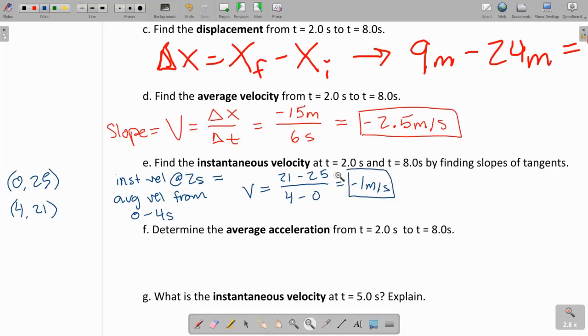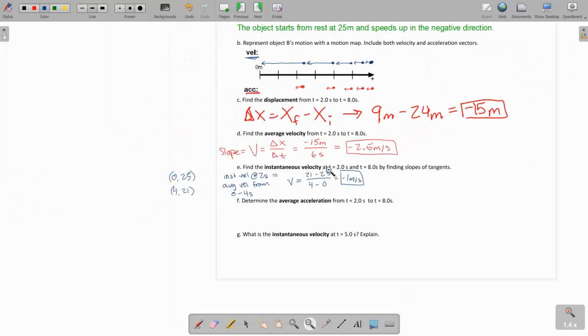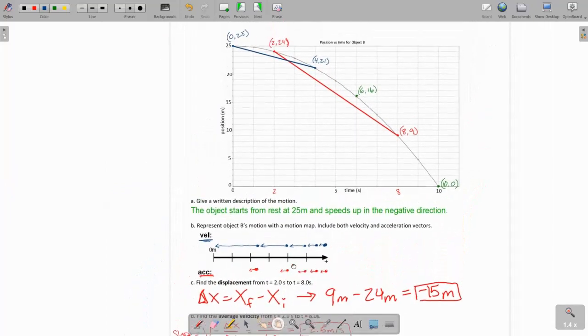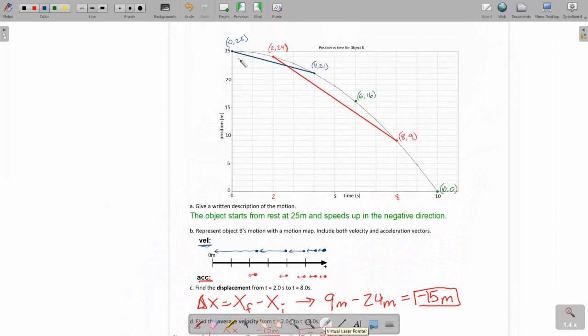So what that's saying is that the slope of this blue line up here is -1, meaning that the average velocity from 0 seconds to 4 seconds is -1 meter per second. Since that line will be parallel to the tangent line at 2, that means that the velocity at 2 seconds is -1 meter per second. Now, we can also do this for 8 seconds.